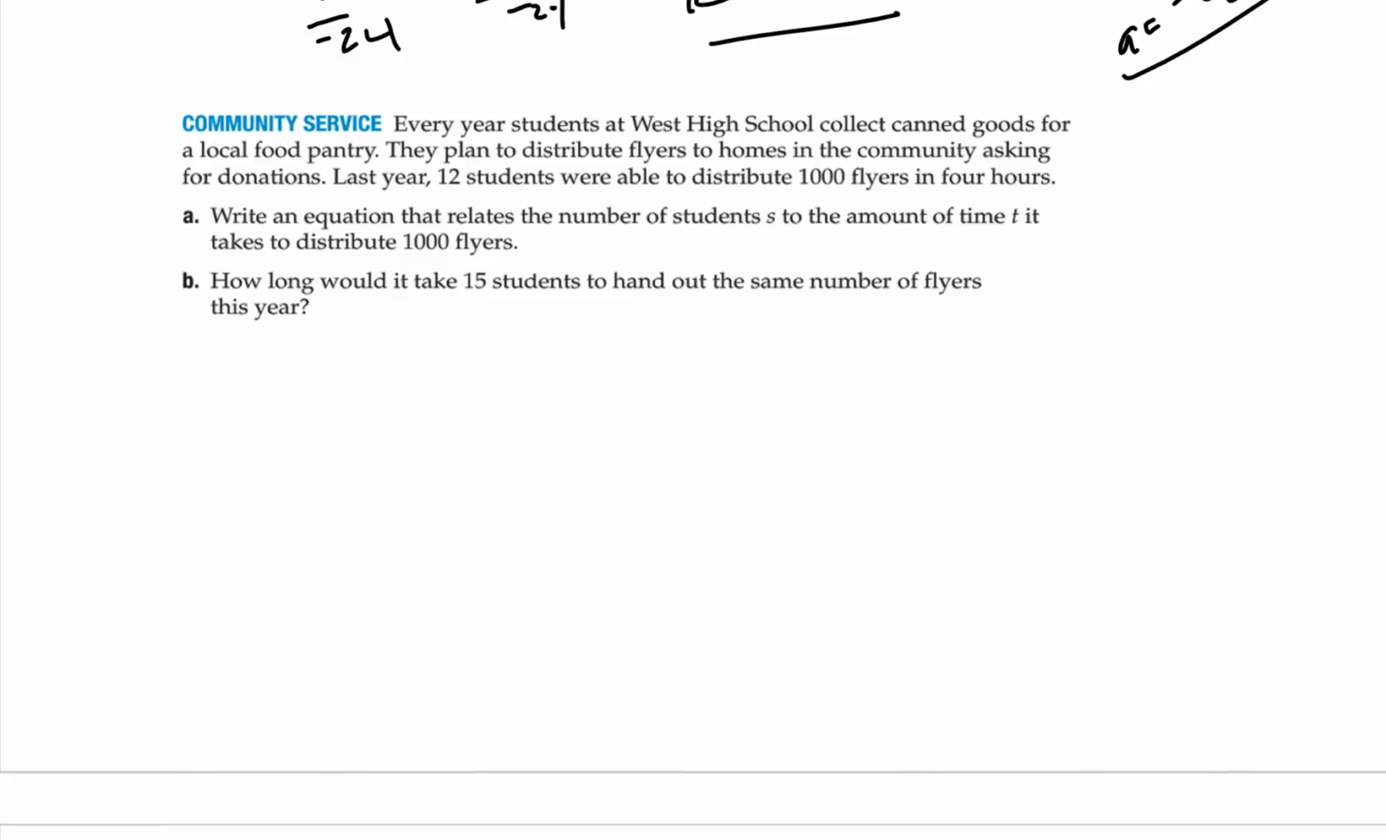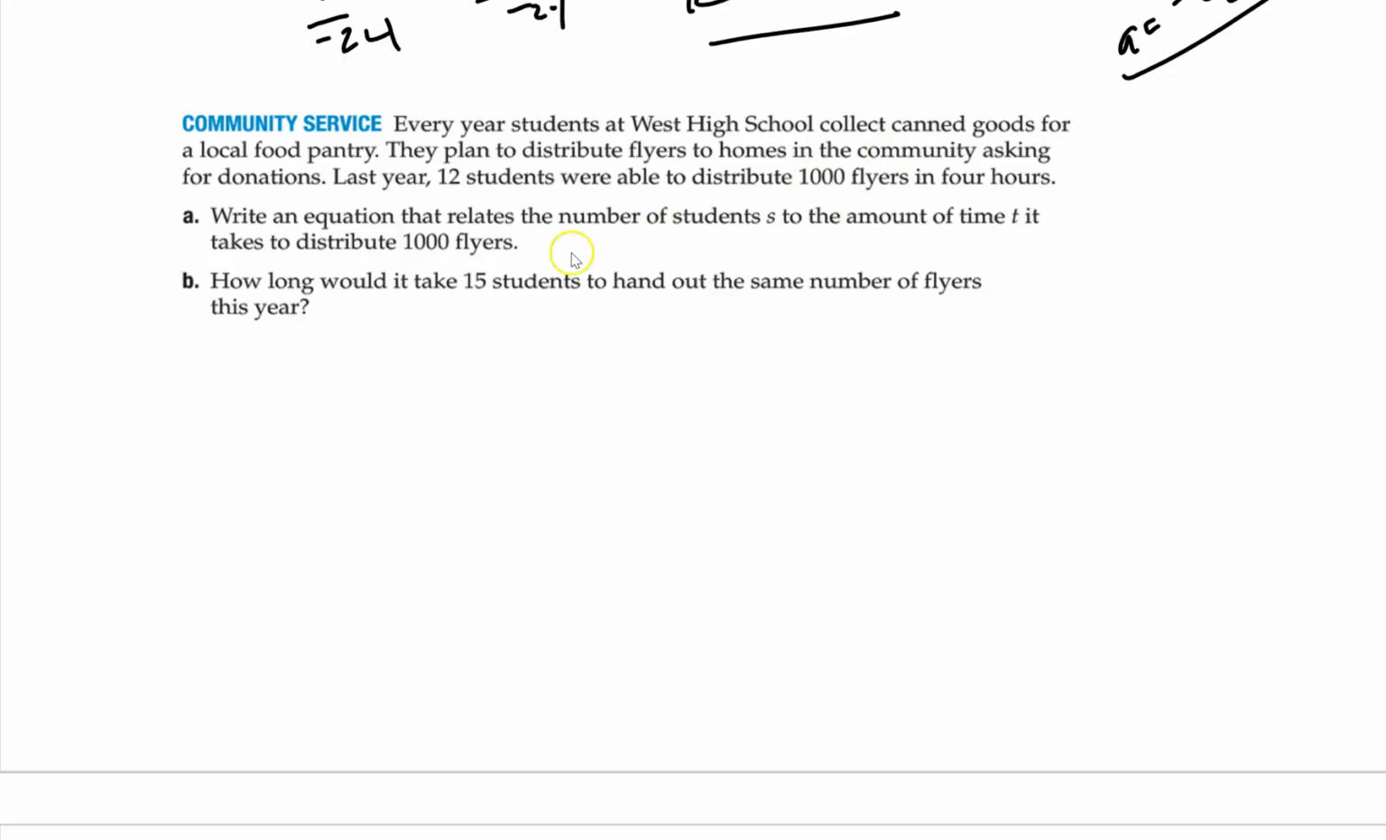Let's look at this application problem. So, every year, students at West High School collect canned goods for a local pantry. They plan to distribute flyers to homes in the community asking for donations. Last year, 12 students were able to distribute 1,000 flyers in 4 hours. Write an equation that relates the number of students S to the amount of time it takes to distribute 1,000 flyers. So, a couple things here.